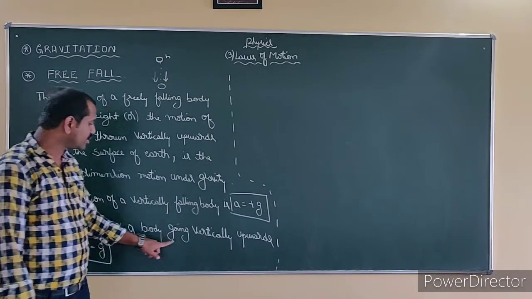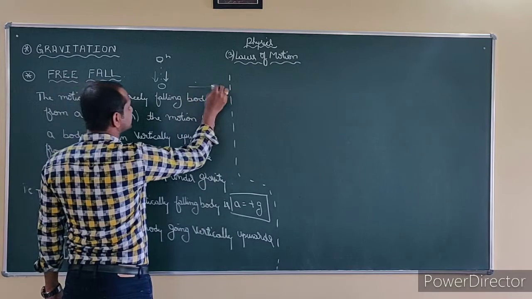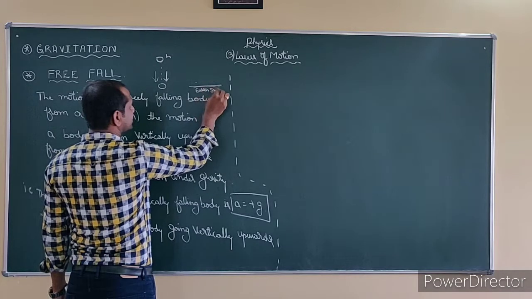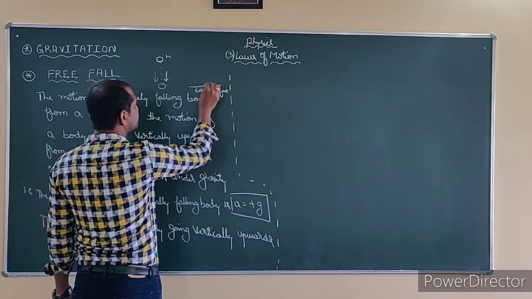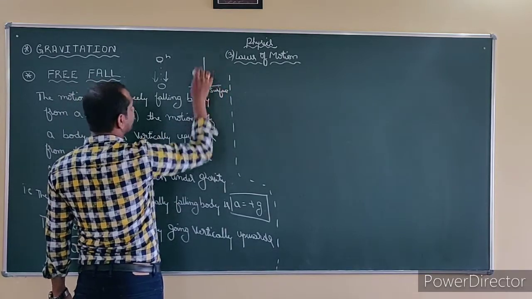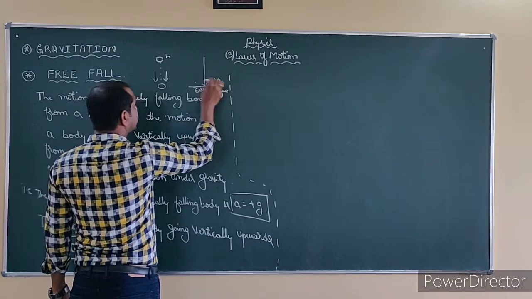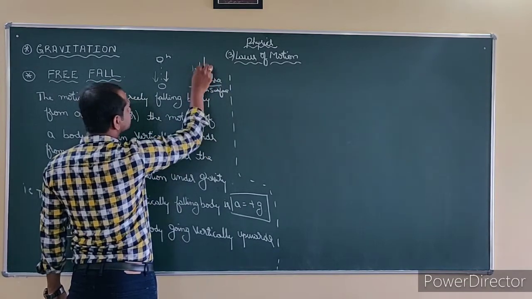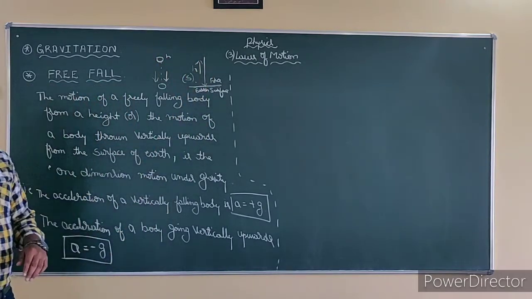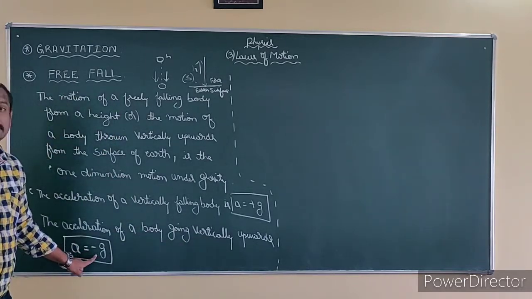Now the acceleration of a body going vertically upwards. If you consider this is the earth surface, and an object tries to go upwards from here, when I push it upwards, the force is acting downwards. But the object is moving upwards. The displacement of the object is in the just opposite direction of the force. Then the acceleration is considered to be negative.